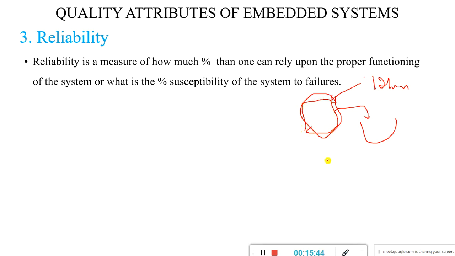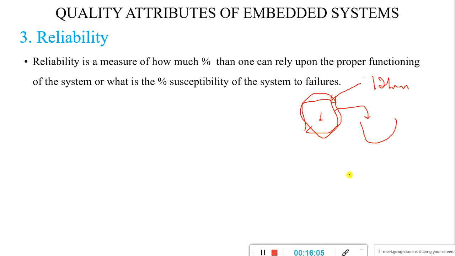If I designed a system where, after filling 100 bottles, the system fails and won't perform, then is that a good quality attribute of an embedded system? Definitely not, right? So whenever I design any embedded system, it must give reliability.